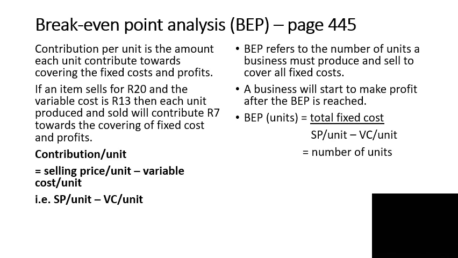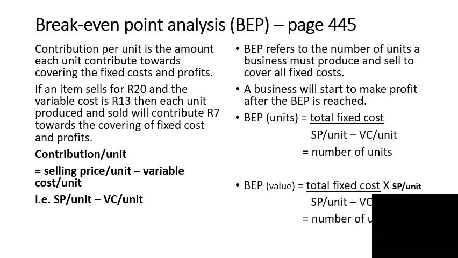First, in units, we say our total fixed cost. This is what we want to cover. Divide by our contribution per unit. Our contribution per unit is selling price per unit minus variable cost per unit. Your answer in units.